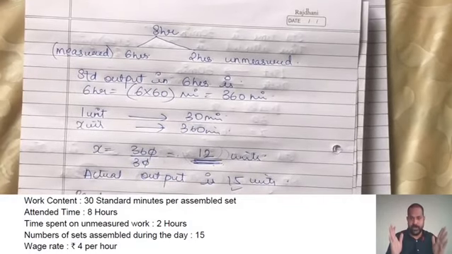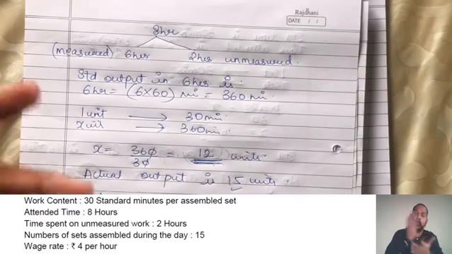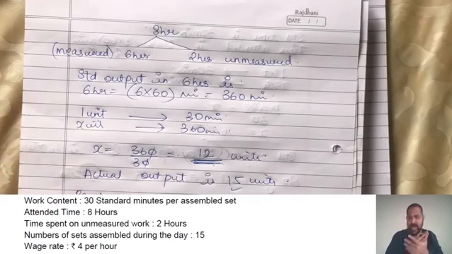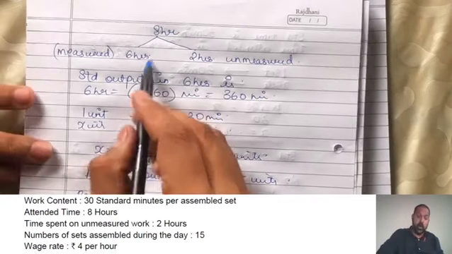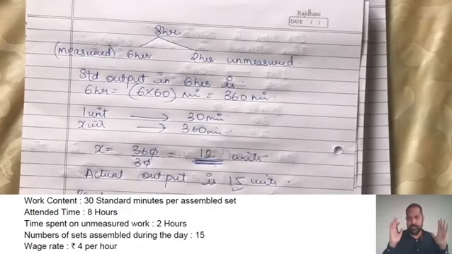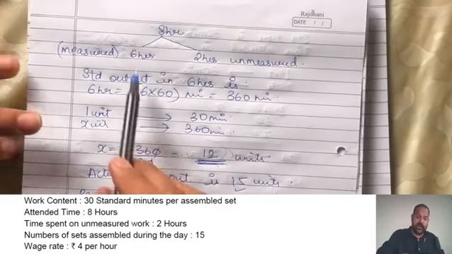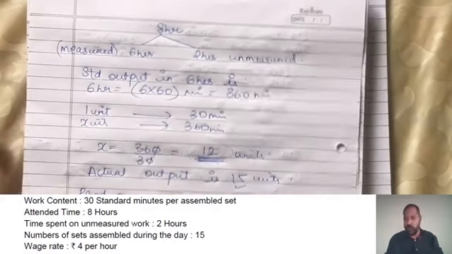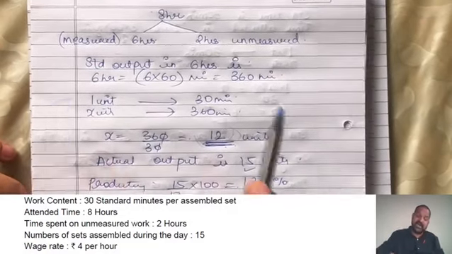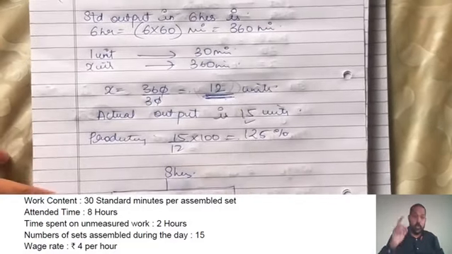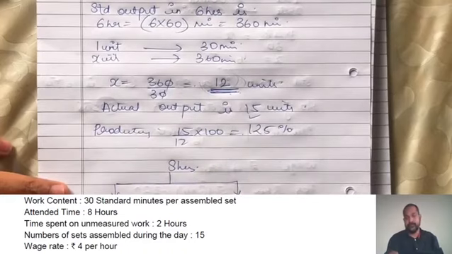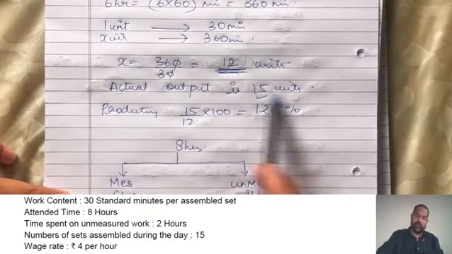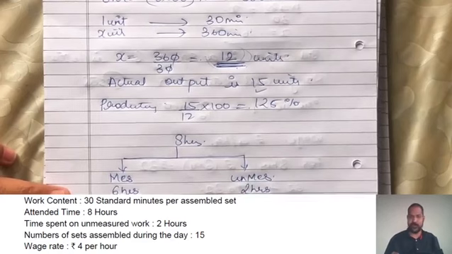So what happens in measured and unmeasured? Number one, you don't judge him for all the 8 hours. You judge him or her on the measured hours, not on the unmeasured hours. So the standard is calculated on the measured, which is only 6 hours. So the 6 hour standard is 12. You have given me an output of 15, which means you are 25% more productive than what I am expecting.